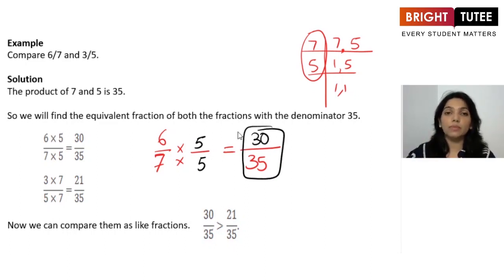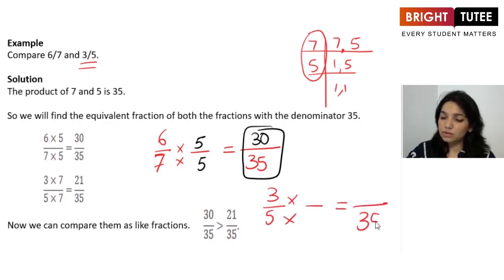I'll do the same thing with the other fraction. It says we have got 3 over 5. So 3 over 5, if we multiply it by some number so that we get denominator 35, what number should it be? It needs to be 7. We do the same with the numerator and this gives the answer 21.